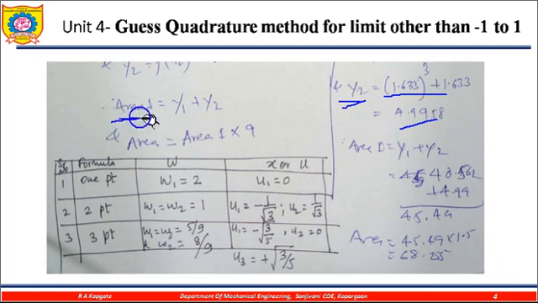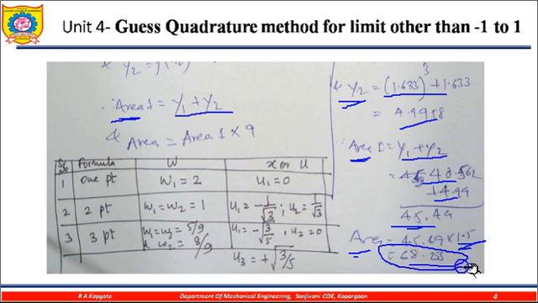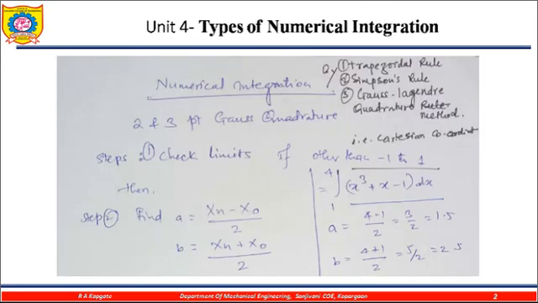So my area is equal to y1 plus y2, and area is equal to y1 into a. So area1 is equal to y1 plus y2. So this is the y1, this is the y2. So this is my area. So the final area is equal to this value multiplied by a. So this is the final answer.